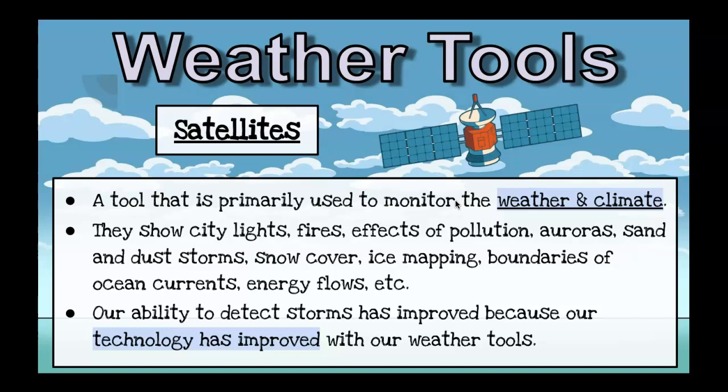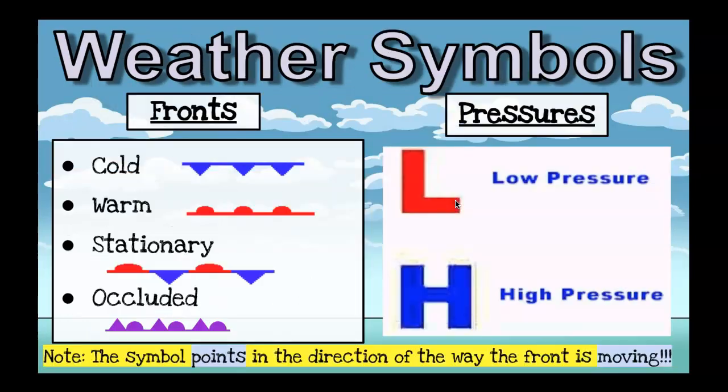So satellites can go as far as showing city lights, forest fires. It can show long-term effects of pollution, sand and dust storms, ice mapping, all of those different things satellites are able to do. And remember that our satellites float way up high in the atmosphere. Our ability to detect storms has improved because we have such advanced technology with our weather tools. And that advanced technology helps us detect storms and provide warnings well in advance.